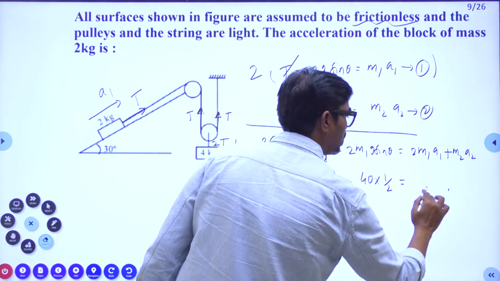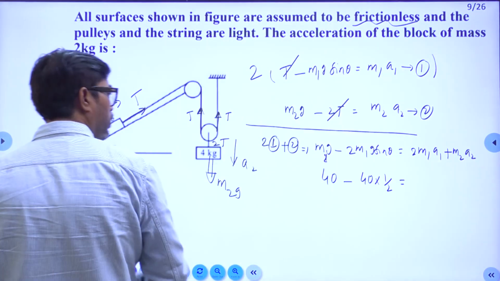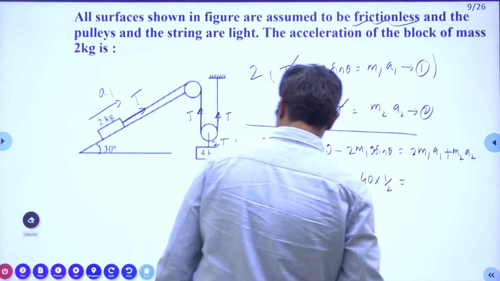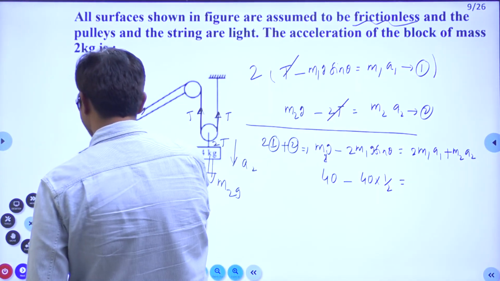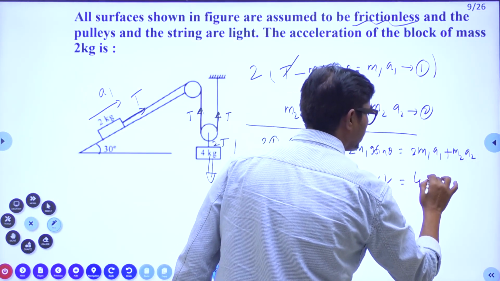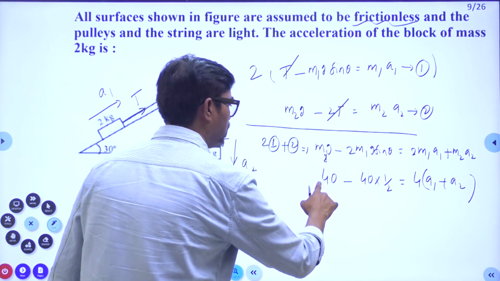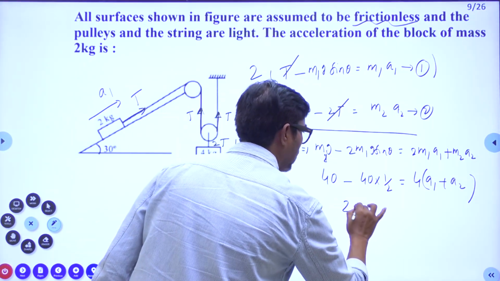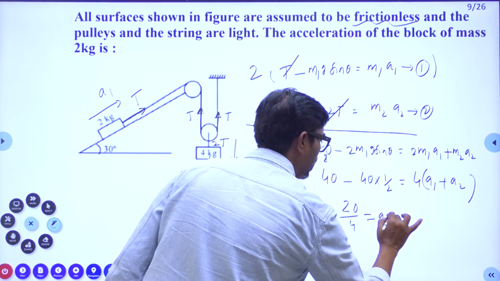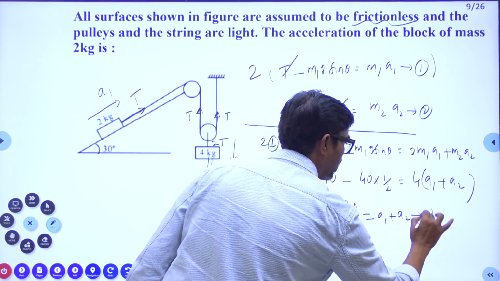Let me remove this. So you have 4 times A1, 4 times A1 plus A2. That's what I have. So this is 40 minus 20, which is 20. 20 by 4 equals A1 plus A2. Okay, that is one equation I got.